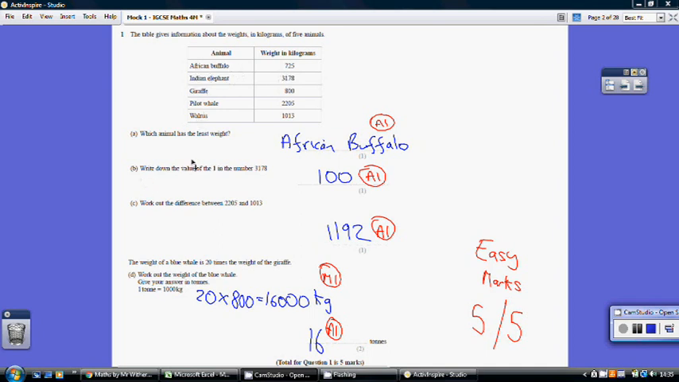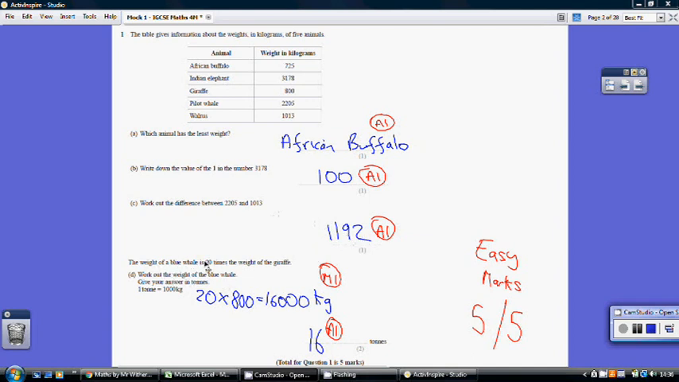For part B, write down the value of the 1 in the number. So the 1 is in the hundreds column, so that's 100. Part C, work out the difference between these two numbers. So just using your calculator, do 2205, take away 1013, and you get 1192.